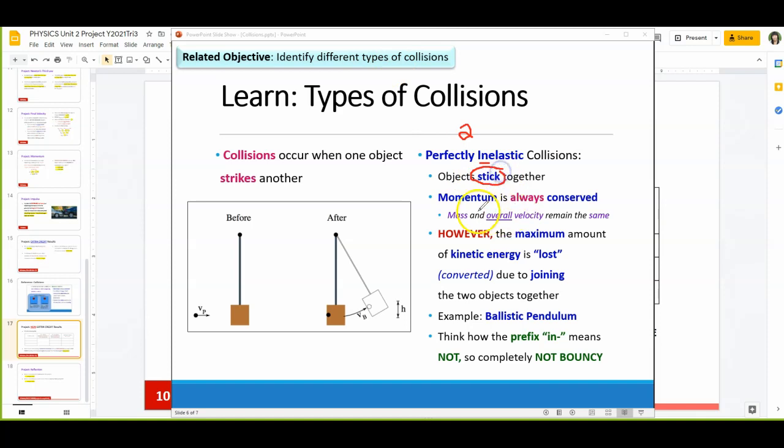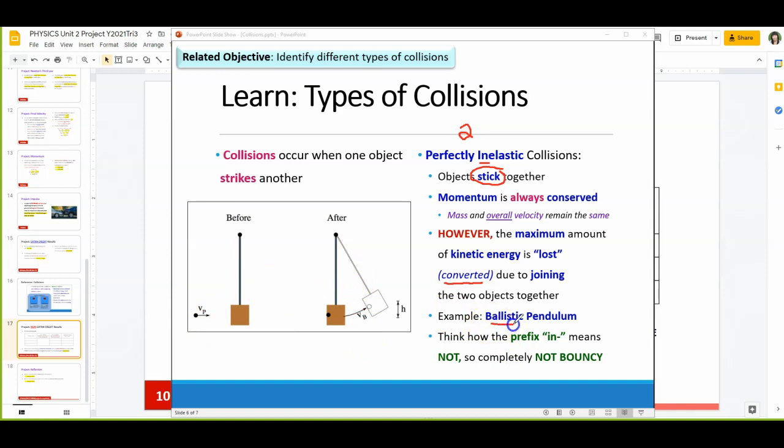Now I already talked about momentum is still being conserved. The mass and overall velocity of the system still remains the same. However, this time we are losing the maximum amount of energy. So the maximum amount of kinetic energy is actually being lost, which when we say lost, it's not actually disappearing from our universe, it's just being converted. Again, you can't actually lose energy, but it is being converted and changed due to joining the two objects together. Okay, so this time the objects are gonna stick together.